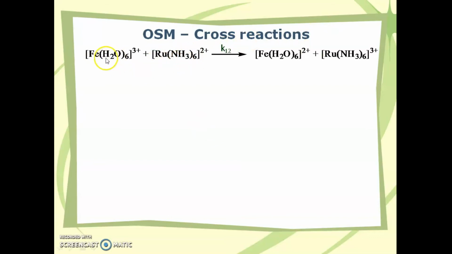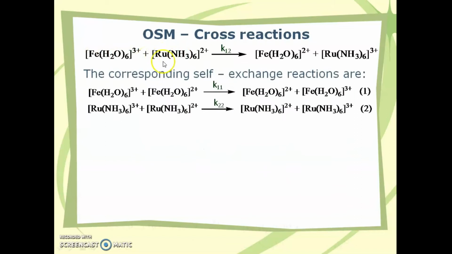The oxidant and the reductant will be two different complexes. That is, the metal ion will be different in both the complexes. So these cross reactions can be understood from the self-exchange reaction. So Fe3+ is reduced to Fe2+ here, and the ruthenium ammonia complex, where ruthenium is in 2+, is oxidized to ruthenium in 3+.